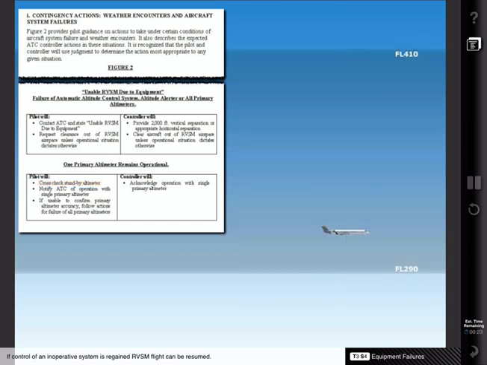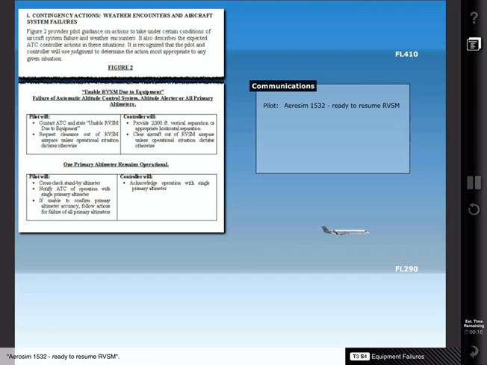If control of an inoperative system is regained, RVSM flight can be resumed. "RVSM 1532, ready to resume RVSM." ATC may request aircraft status. "RVSM 1532, confirm able to resume RVSM." "RVSM 1532, affirm RVSM."